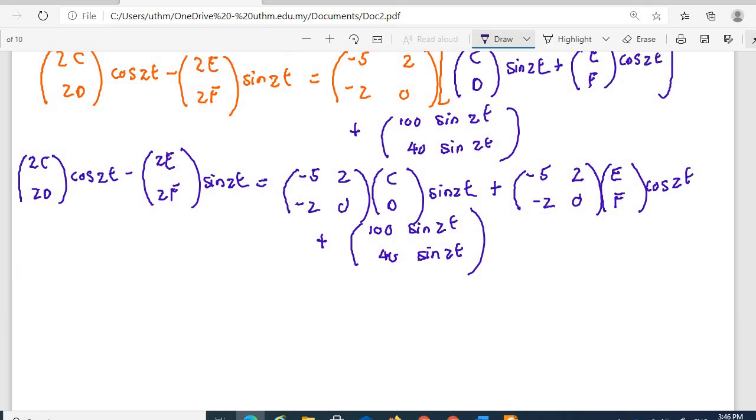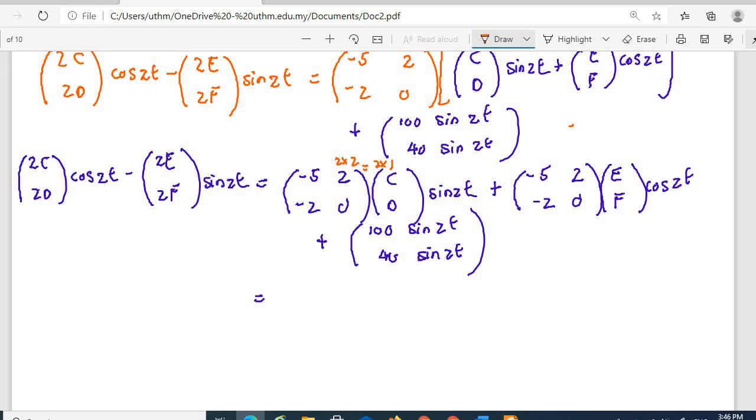Okay, and then now you use your matrix multiplication techniques. This is a 2 by 2. Matrix A is a 2 by 2. This vector is 2 by 1, because sin 2t you can put it inside. So this is a vector 2 by 1. The columns in the first matrix equal the number of rows in the second matrix, so these two matrices can be multiplied. The result will be 2 by 1, meaning 2 rows, 1 column only.